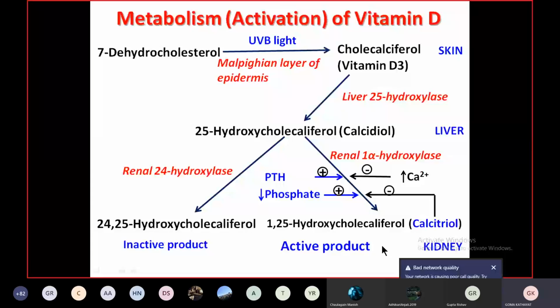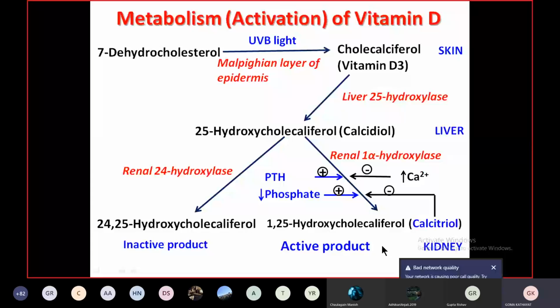Similarly, calcitriol has a negative feedback mechanism. If there is a high level of calcitriol, it inhibits the enzyme 1-alpha hydroxylase and inhibits the synthesis of calcitriol itself, like other hormones. So it is mainly regulated by the plasma level of calcium and phosphate, as well as negative feedback by calcitriol itself.